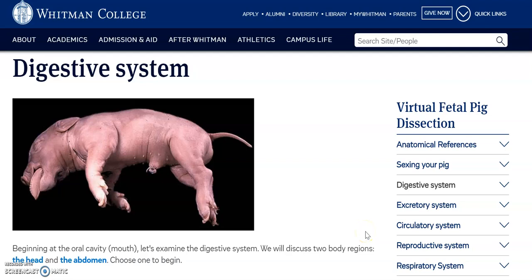Hey guys, so today we're going to be going over the digestive system. This is our first full body system that we will be looking at, going step by step over the type of dissection that we would be doing in person.